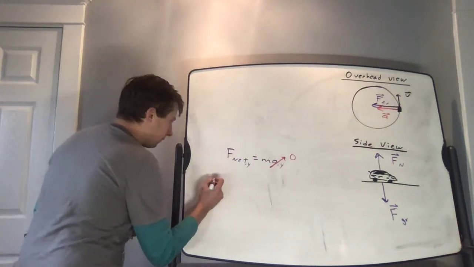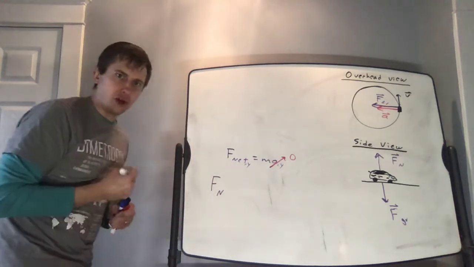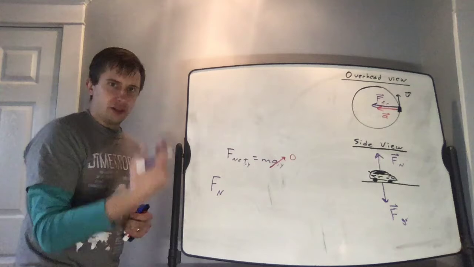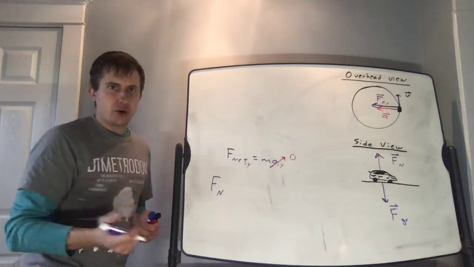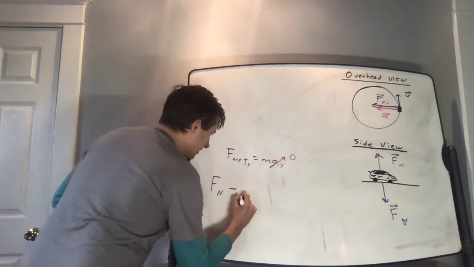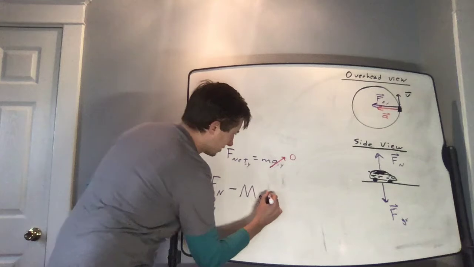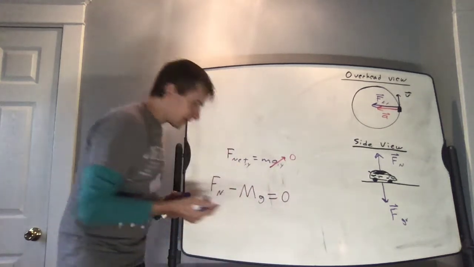And what are the two forces in the vertical direction? I have the normal force that is pointing upward, so I'll write that as F normal. I have gravity pulling the car downward. The force of gravity is m times g, so I'll write that as minus big M times g. And as we said, this is all equal to 0.